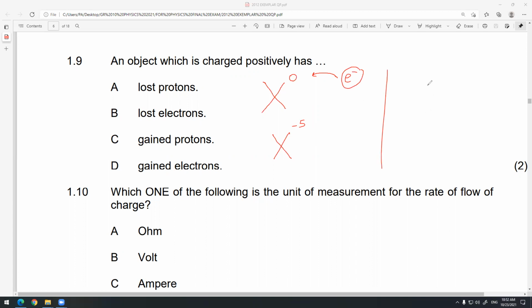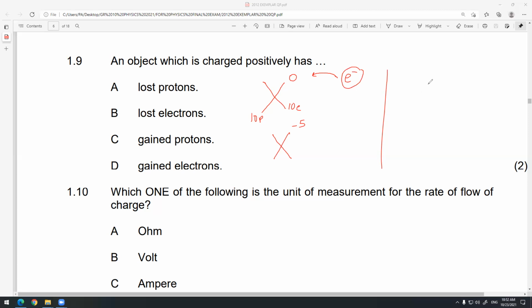And then, if this object loses electrons, how is it going to lose? But 0 means, people, the number of electrons equals the number of protons. For example, let's say we have 10 electrons and 10 protons inside, but the charge is 0. Plus 10, minus 10, making 0 because of that.